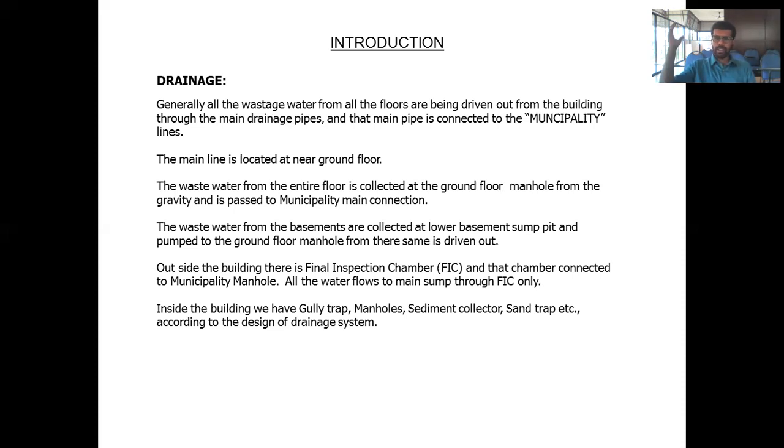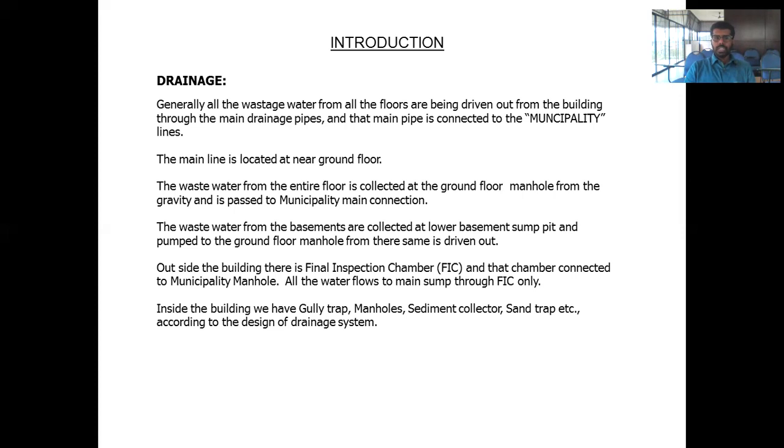That will be a government manhole only. So there will be small manholes around the building, and from there it will be collected and given to the FIC, the final inspection chamber, and from there it will be collected to the municipality manhole. All the water flows to the main sump of the municipality through the final inspection chamber only.